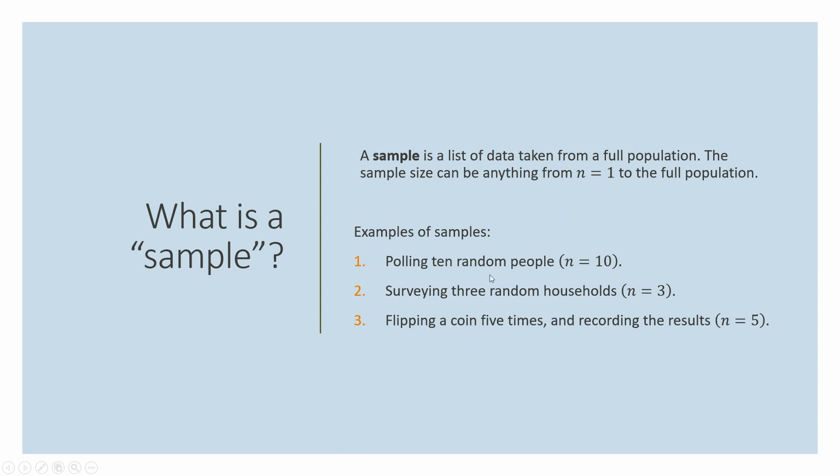And so if you polled 10 people, you have a sample of size 10. If we did 3 random households, we have a sample of size 3. And of course, if I flipped a coin 5 times and recorded the results, I'd have a sample of 5 numbers. Any sample is random and incomplete, generally. You could technically do it for everybody, but anyway.